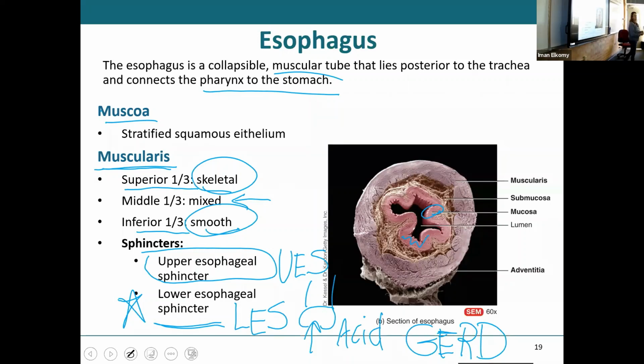Gastroesophageal reflux disease? No? Okay. So yeah, that's why I think the esophagus is cool, because this is something that happens fairly commonly.